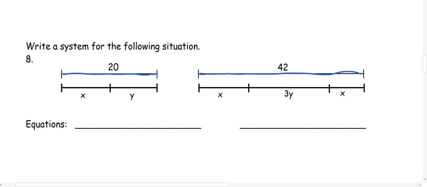So in the first equation, we would just take those 2 variables that are different, we would add them together to equal our total length. The second picture is a little bit trickier because there's 3 different parts. So we're just combining like terms still. So we have an x and an x, which would get us 2x, plus we have 3y, and that's going to equal our whole piece, which is 42.